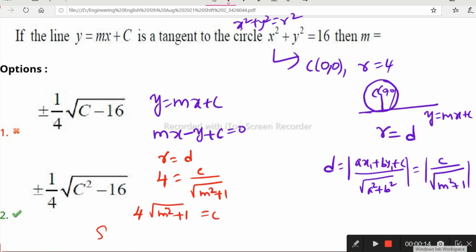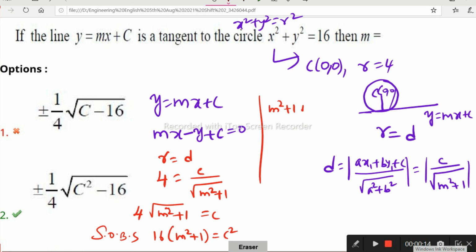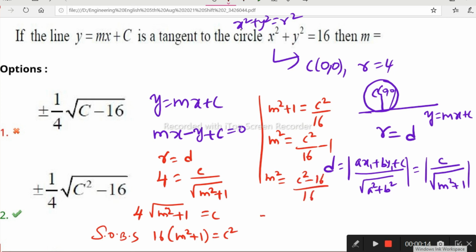Now squaring on both sides, what happened? This is 16 into m square plus 1. 4 square is 16, the square root gets cancelled, so 16 times (m square plus 1) equals c square. From this, m square plus 1 equals c square by 16. We need m, so m square equals c square by 16 minus 1. And m square equals c square minus 16 by 16, taking LCM 16. We want only m, therefore m equals plus or minus 1 by 4 of root over c square minus 16. This is the result we needed: m is plus or minus 1 by 4 root over c square minus 16.